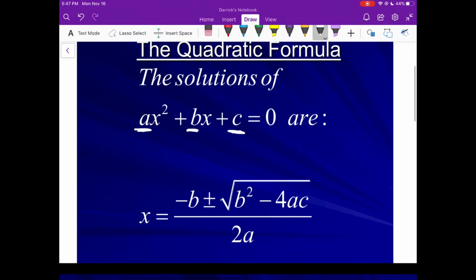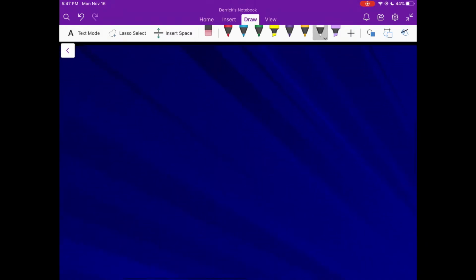So using this formula, we're going to go through a couple examples here and solve using the quadratic formula. For our first example, let's say I gave you 3x squared plus 8x is equal to 35. Well, right off the bat, this is not equal to 0, right? So we have a little bit of work we need to do.